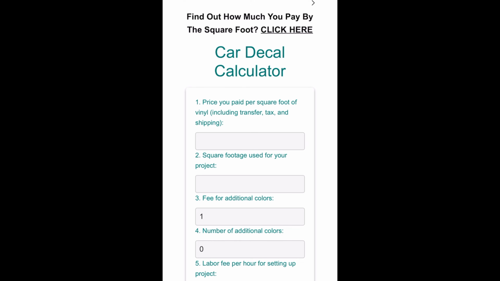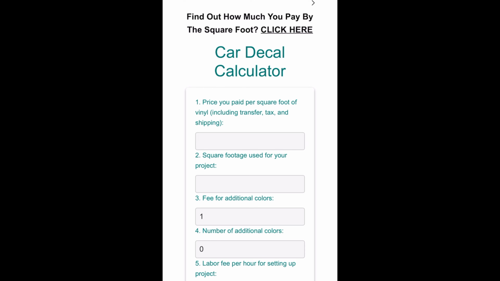And the other calculator that we're going to introduce is pretty much similar, but a little different. But we'll get to that in a second. Now, this one, for example, our provider is uscutter.com, and we pay approximately $1.60 for every square foot of vinyl, including the transfer tax and shipping.